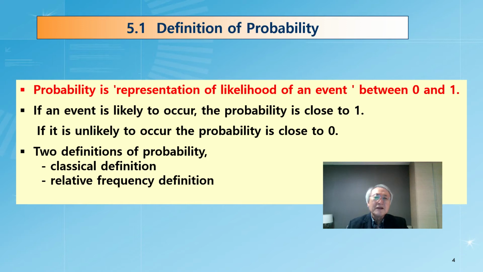Then what is probability? Probability is a representation of the likelihood of an event, between 0 and 1. If an event is likely, the probability is close to 1. If it is unlikely, it is close to 0. There are two definitions, but usually we use the classical definition. But in order to help your understanding, we introduce the relative frequency definition.